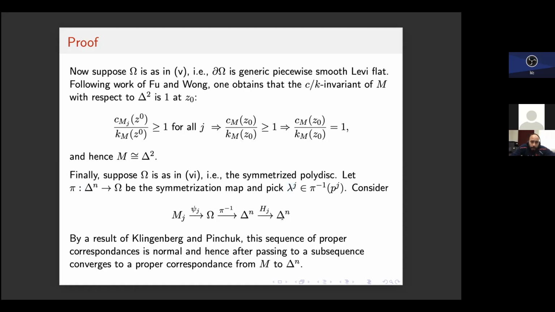Here we can use a result of Klimenko and Pinchuk, which tells us that this family of holomorphic correspondences, which are proper holomorphic correspondences, is actually normal, hence has a limit. And this limit is also a proper holomorphic correspondence from M to delta n. So this takes care of the final case also. Okay, so this is the result in the hyperbolic case.